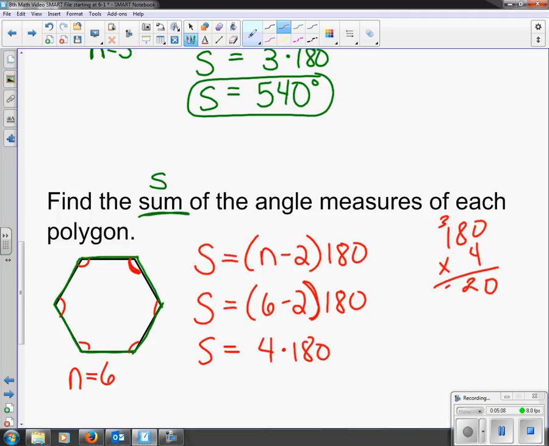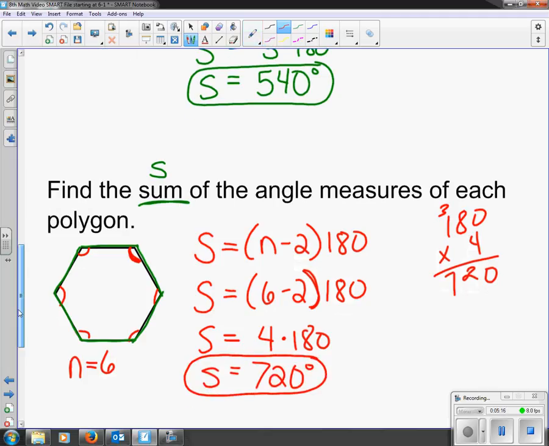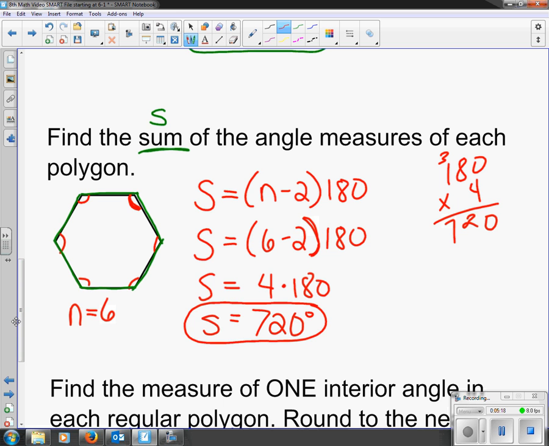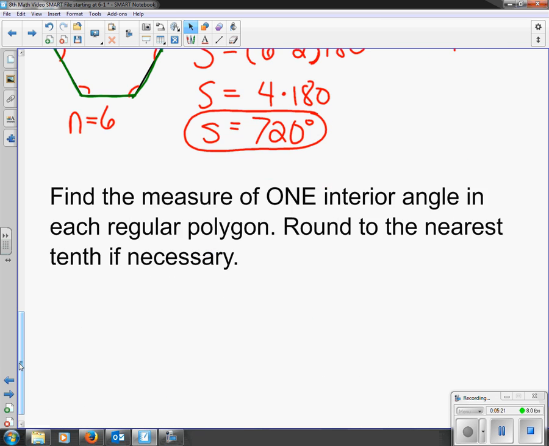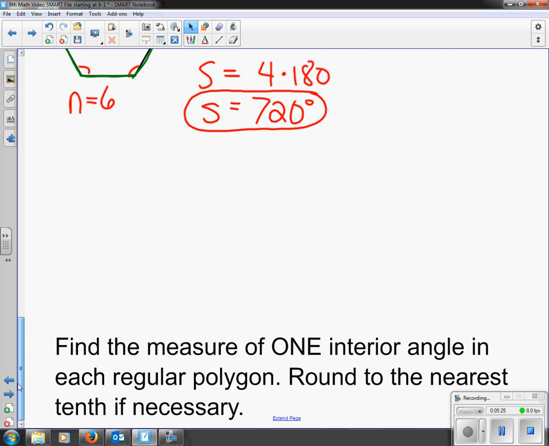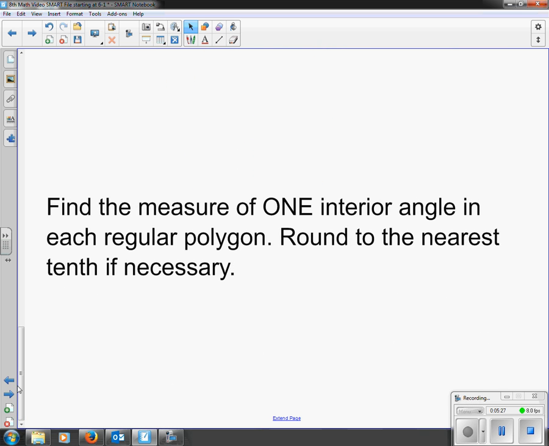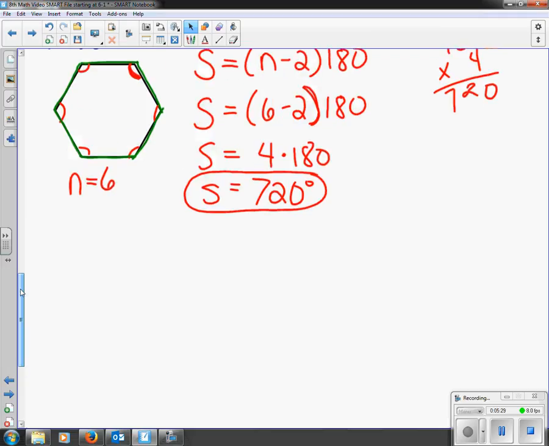Okay, and we get 720 degrees, and that would be if you added up all of the angles of a polygon. We're going to do that in a minute. Let's try another one.